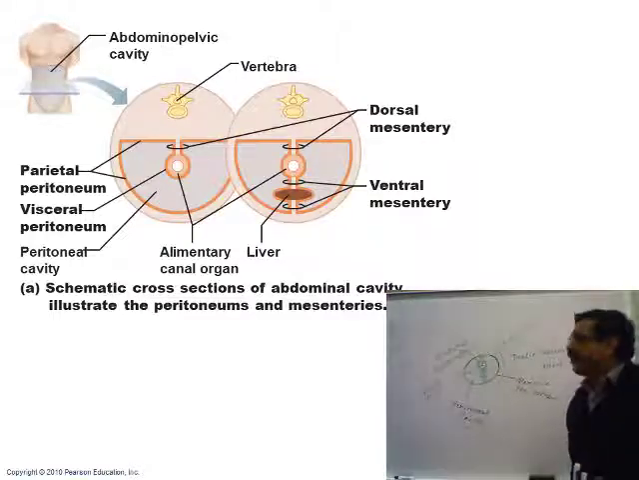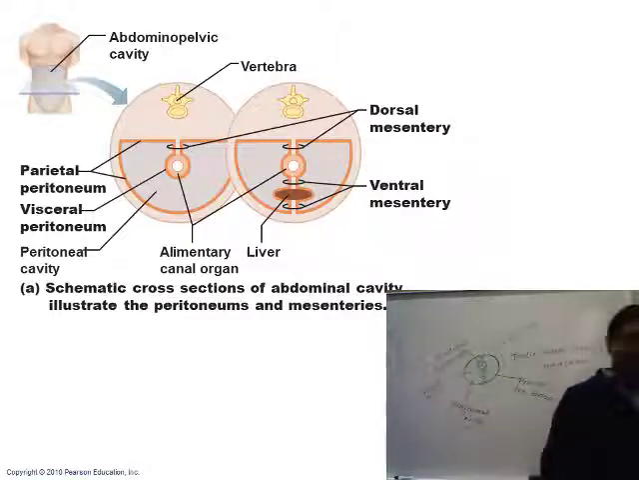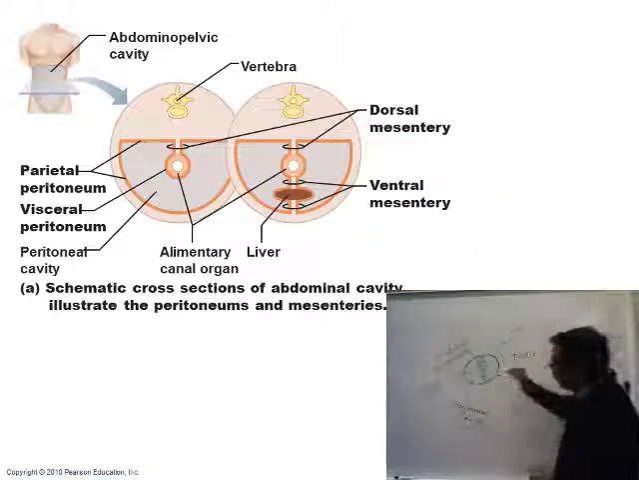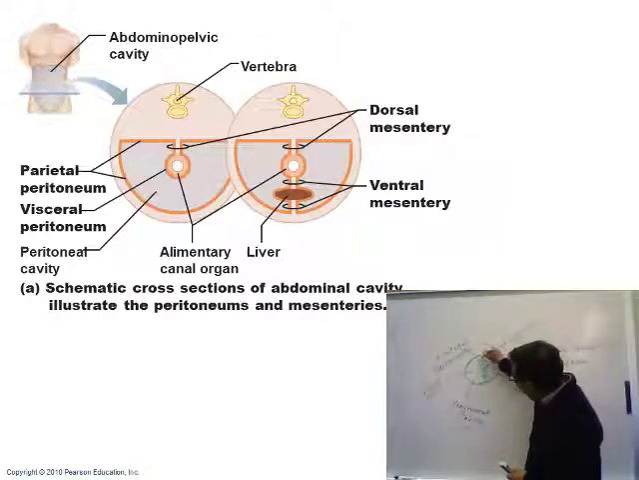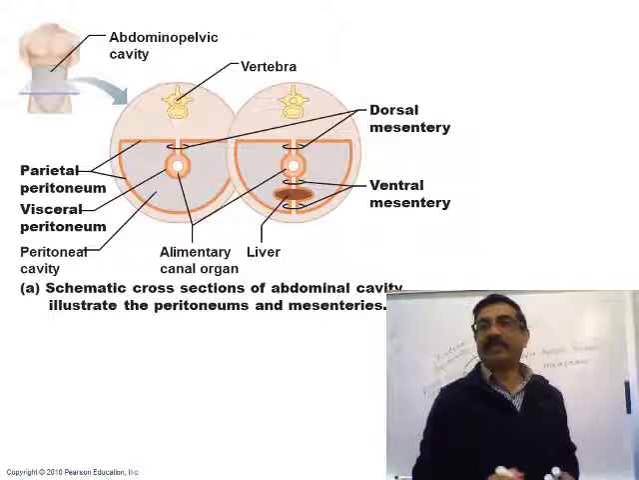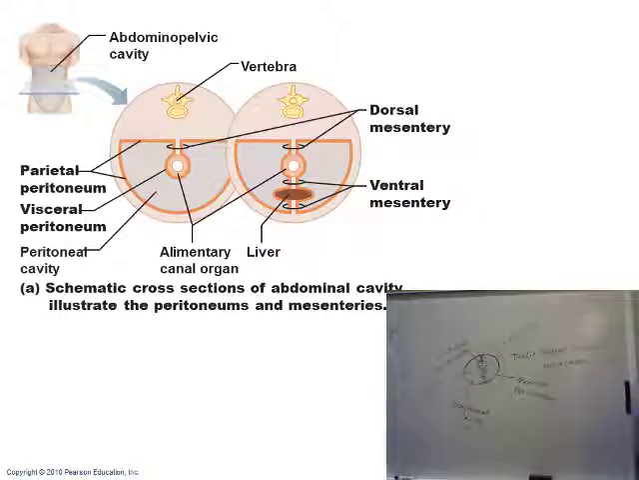Now, mesentery has a few important functions. One is, since mesentery has two layers and there is a space between these two layers, the blood vessels and nerves pass through it and enter into the abdominal organs. So it is a passage for the blood vessels and nerves that enter into the organs.